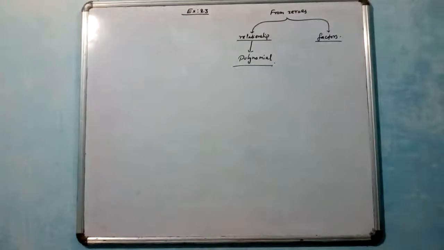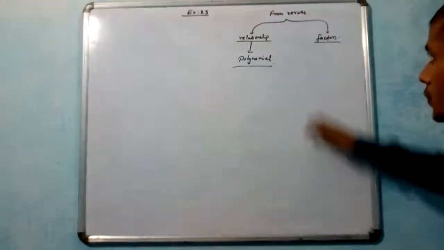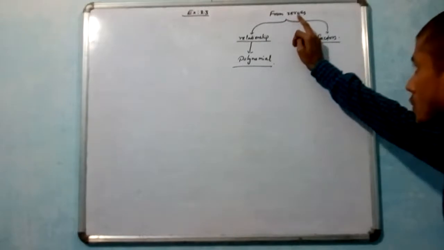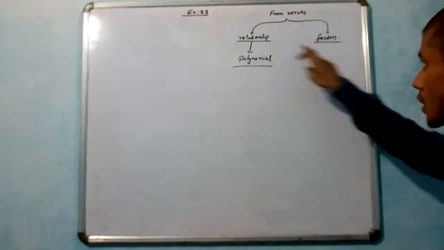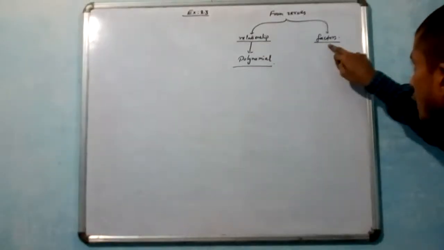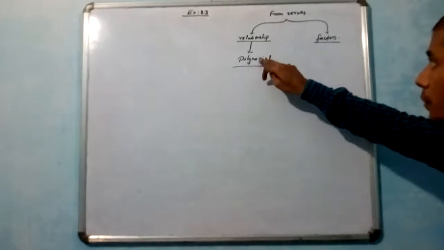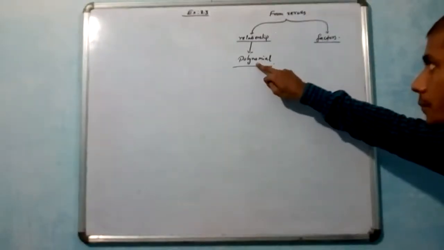Understanding how we are approaching the concept? First we understood what were the zeros. Then from the zeros we saw in the last class two things we can obtain: relationship and the factors. From the relationships today we saw that we can even obtain the polynomial. Fine.